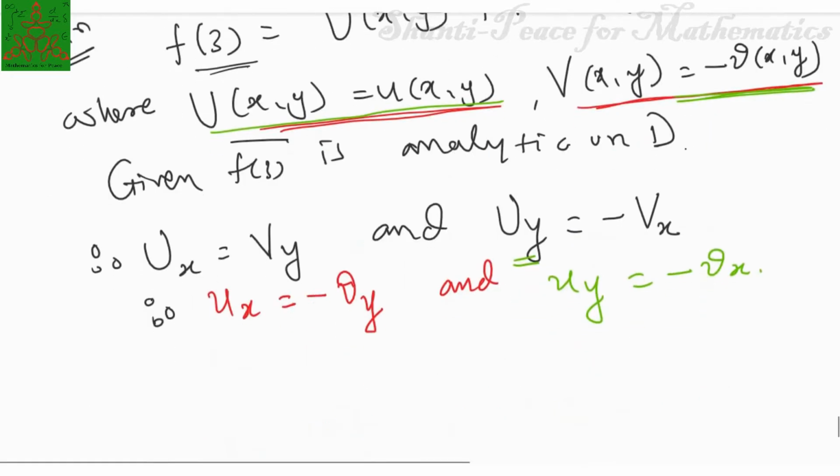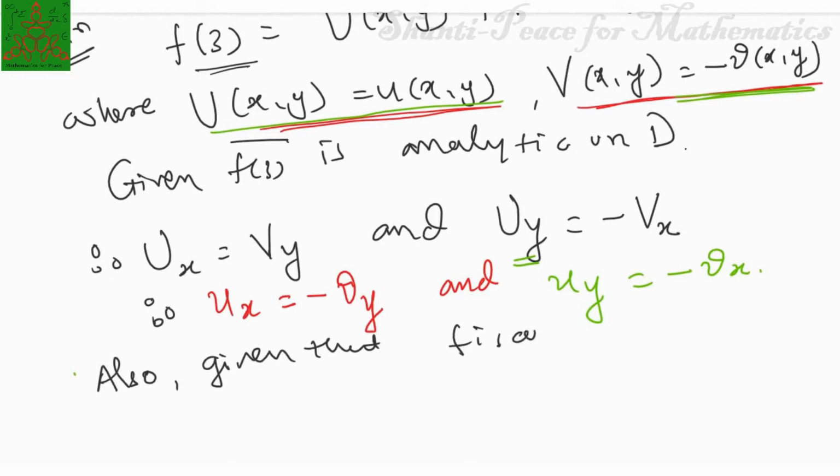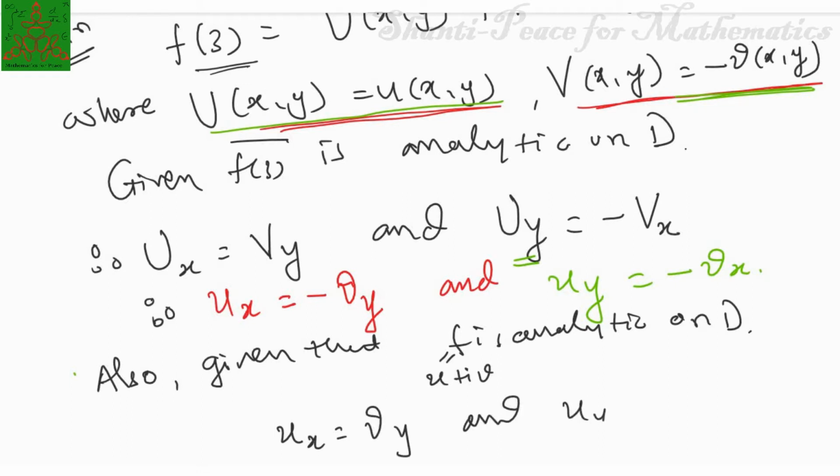On the other side, what is given to you is also that f is analytic on D. Since f is analytic, it is of the form u plus iv, so it also satisfies the CR equations. So for that you will have ux is equal to vy and uy is equal to minus vx.